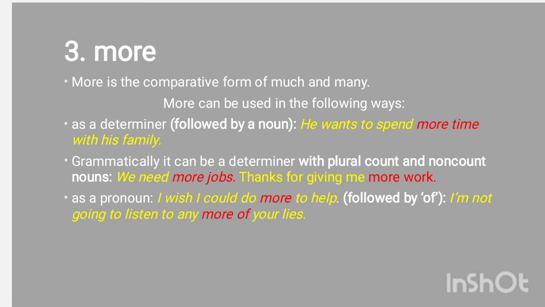Next, more as a pronoun. For example, I wish I could do more to help. More is a pronoun because more here stands alone. More is also a pronoun when followed by of. For example, I'm not going to listen to any more of your lies. More of. More here is followed by of, so more here is a pronoun.